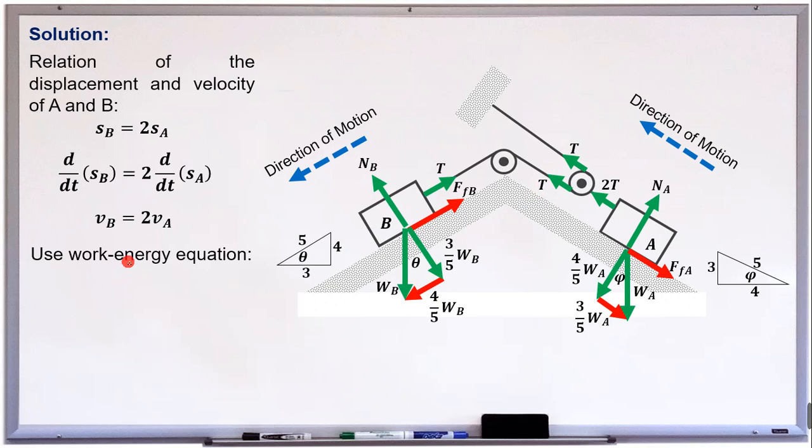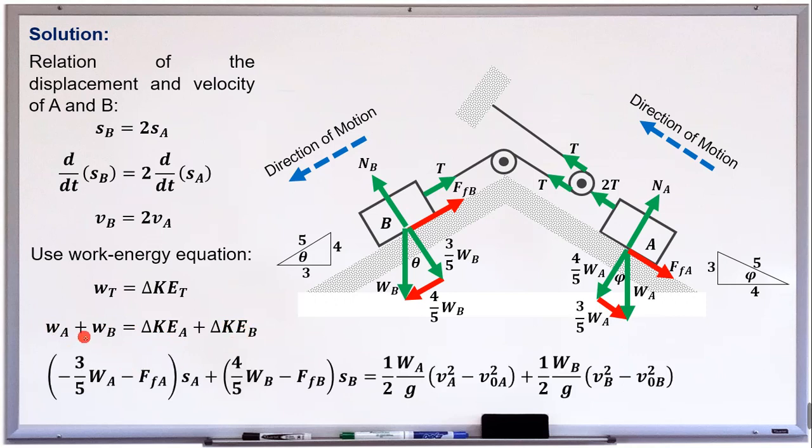Now, we will proceed to the work energy equation in order to solve for the requirements of this problem. The total work done on the system is equal to the total change in its kinetic energy. Since we have two objects present, block B and block A, we have the work done on A plus the work done on B, that is equal to the change in the kinetic energy of A as well as B. For the work done, starting with block A, as you can see, we have negative 3/5 WA. So why is it negative?